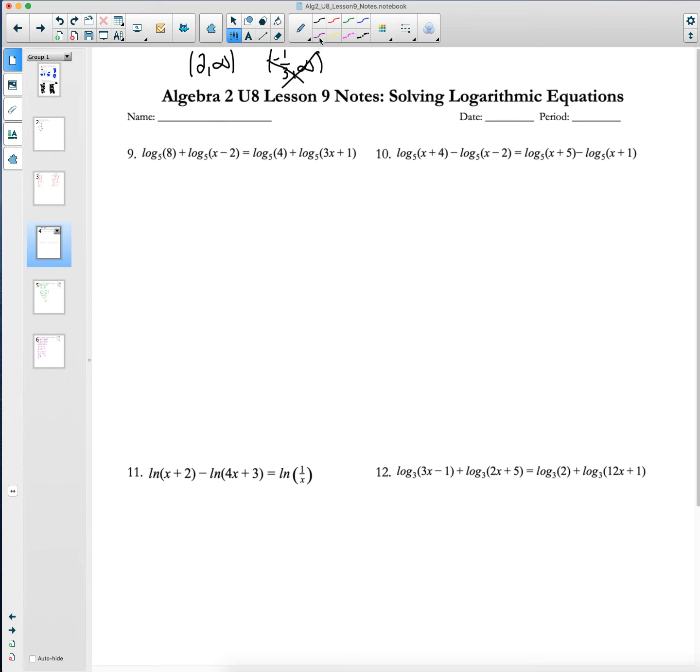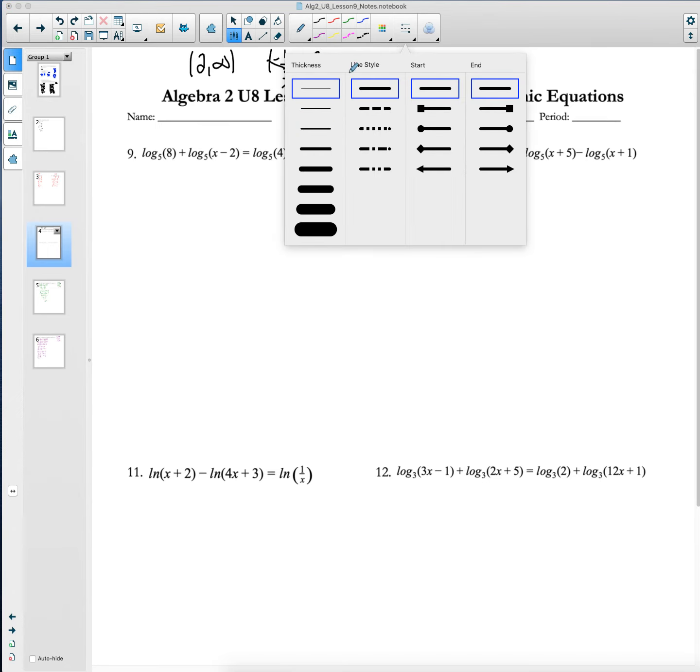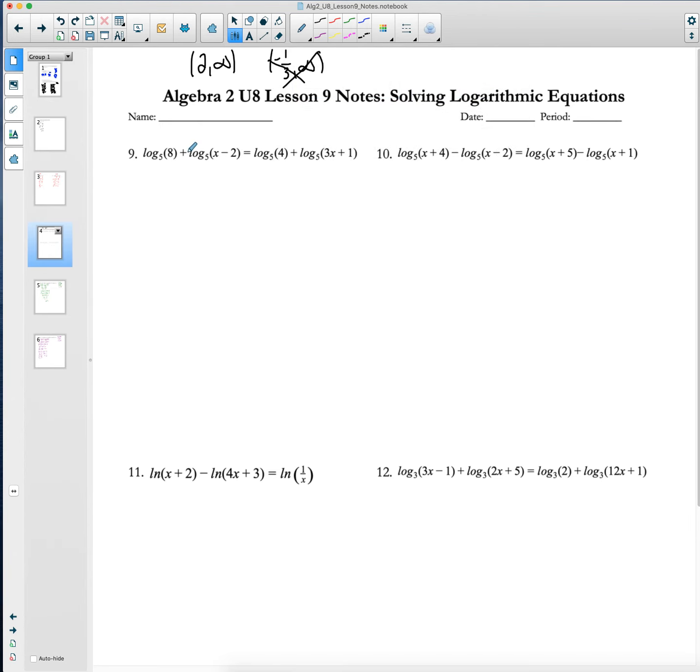Now, let's talk about this particular problem. Let's condense the left side. Once again, we're adding two logarithms with the same base, so I can use my product property. I'm going to get log base 5 of 8 times x minus 2. Then I look at the right side. Once again, I'm adding two logs with the same base, so I can use that same property again: log base 5 of 4 times 3x plus 1.